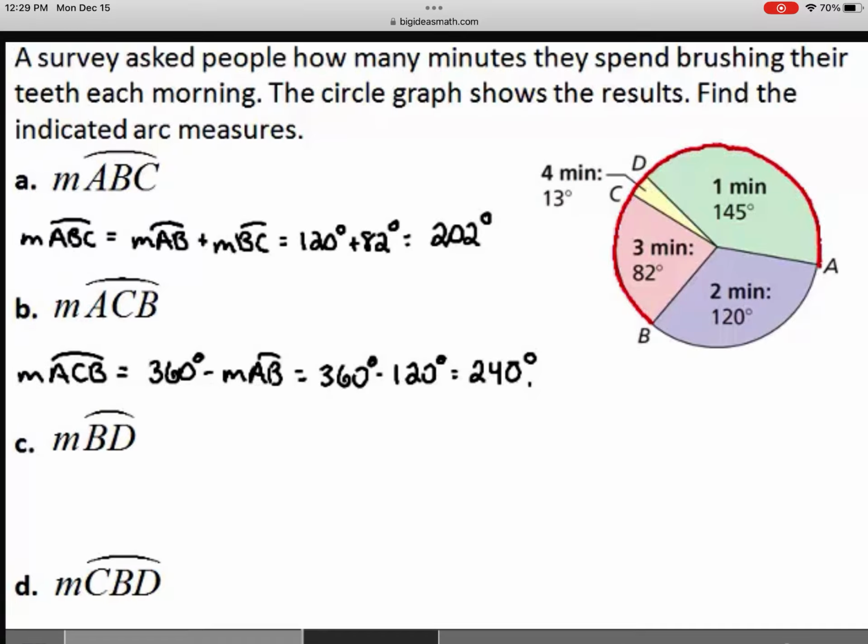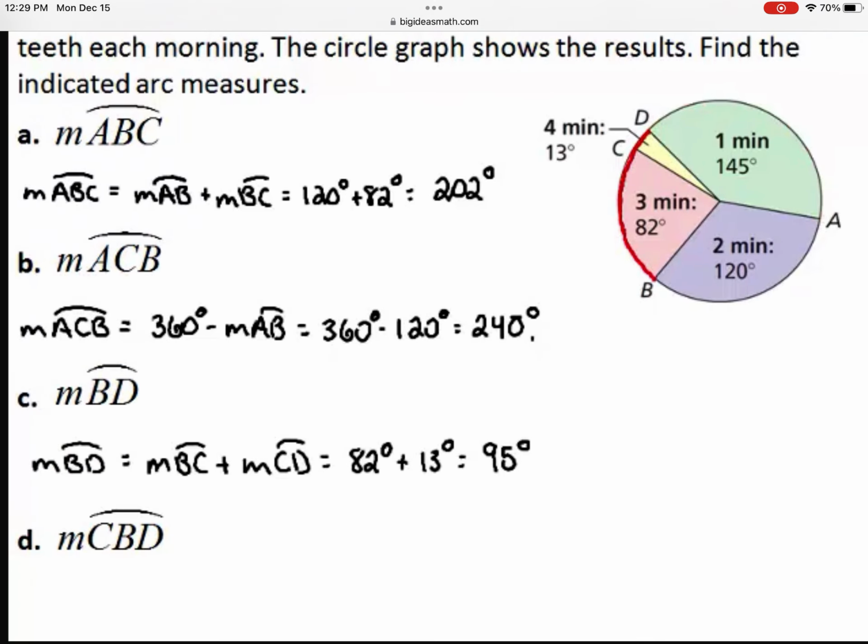Part C, the measure of arc BD. The measure of arc BD equals the measure of arc BC plus the measure of arc CD, which equals 82 degrees plus 13 degrees, which equals 95 degrees.